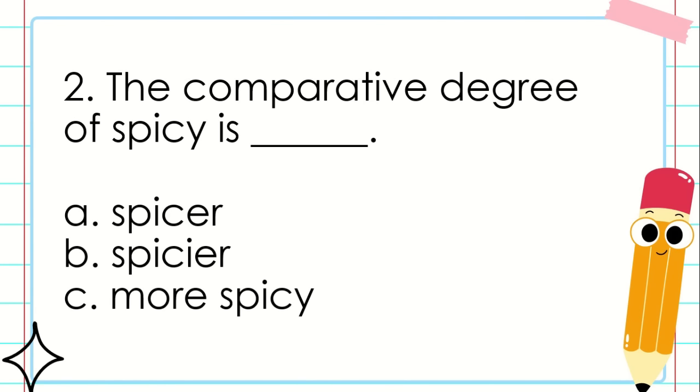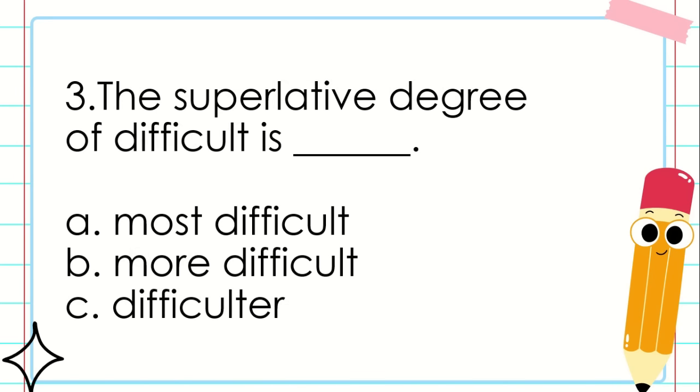Number 2. The comparative degree of spicy is A. Spicier, B. Spicier, C. More spicy. Number 3. The superlative degree of difficult is A. Most difficult, B. More difficult, C. Difficulter.